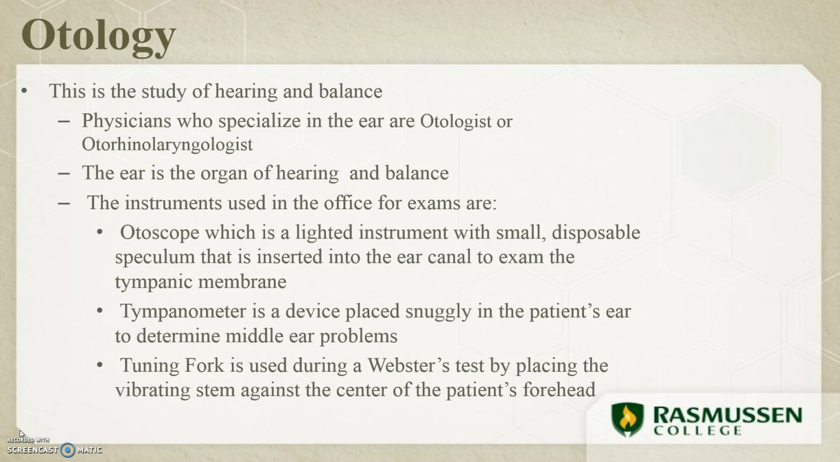An audiometer is an electric instrument that measures hearing frequency, or the number of fluctuations per second of energy in the form of sound waves. When the patient indicates their ability to hear a sound, a recording is made on an audiogram. We use the tuning fork during what we call a Weber's test. We can also use a tympanometer, which is a device that is snugly placed inside the patient's ear to determine any middle ear problems.